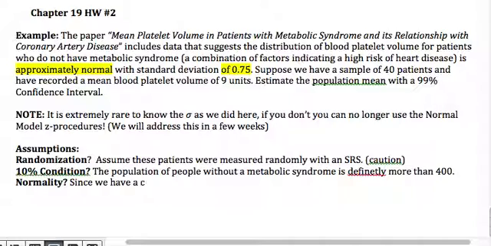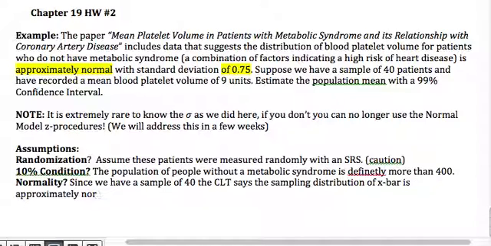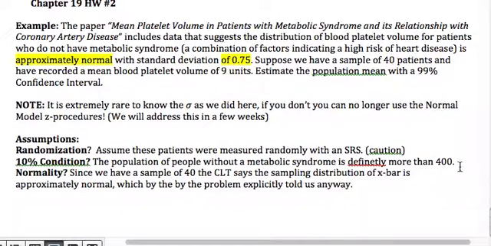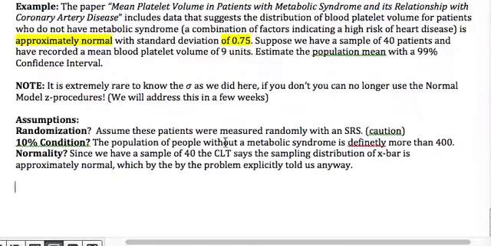Since we have a sample of 40, the central limit theorem says the sampling distribution, and you want to write this out very precisely so you're understanding it, of x bar is approximately normal, which the problem explicitly told us anyway. If either one of those two things was there, you'd be good to go. So we're definitely good to create this. The only issue is the randomization, but I think we're good on that one too.